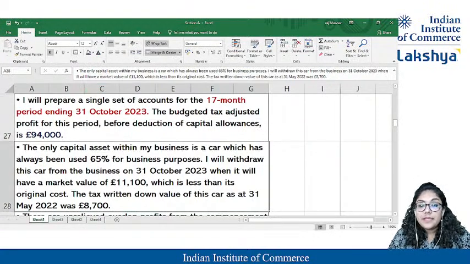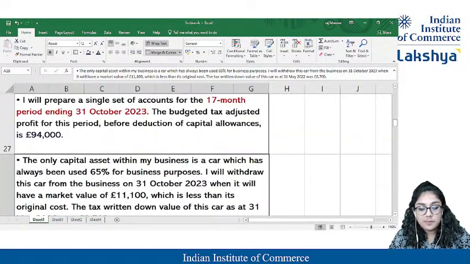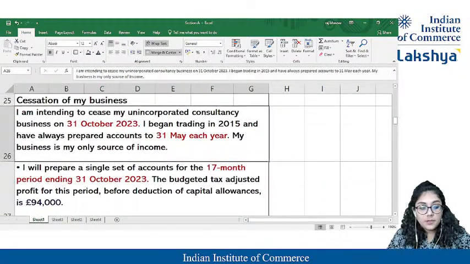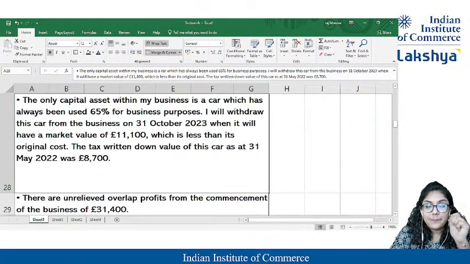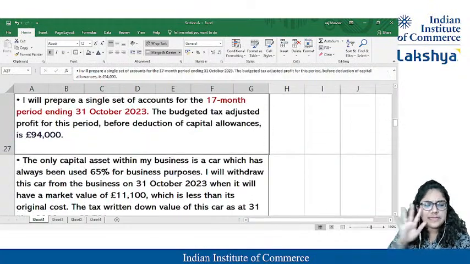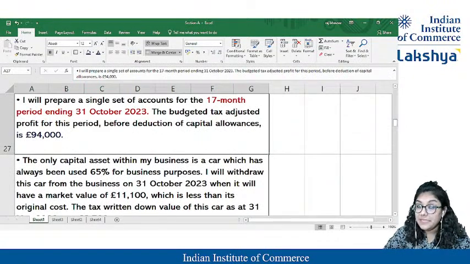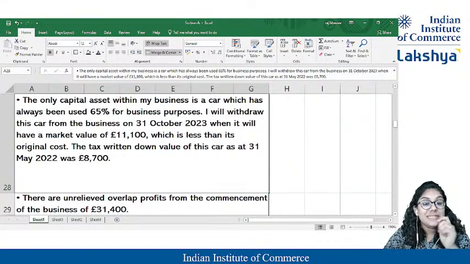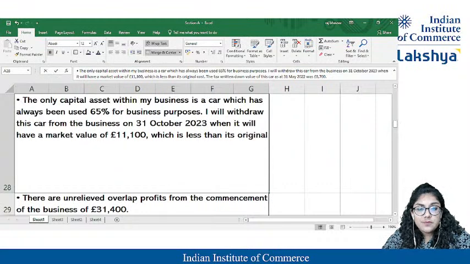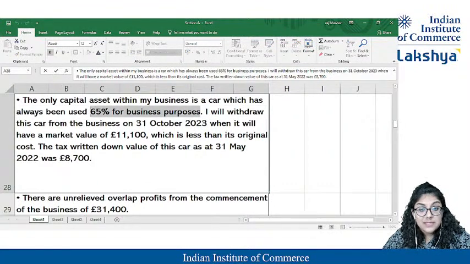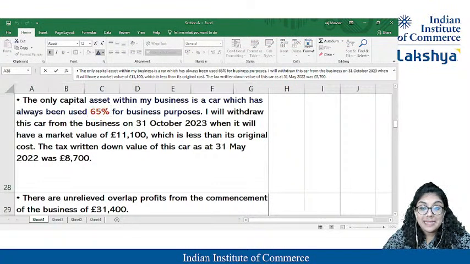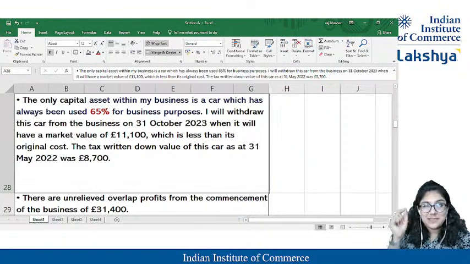Okay, cool. The only capital asset the company had was, let me read it bigger. Just give me a minute. Let's read. The only capital asset. So what have they asked us? My profits are 94,000 pounds for 17 months. The only capital asset in Freda's business was the car, which she used for business purpose. Is it 100%? No, students, it's just 65%. Please do take care of this 65%. It creates importance. Only for business purpose.